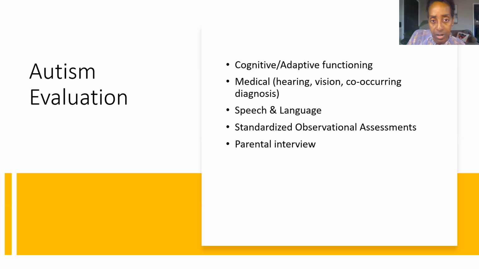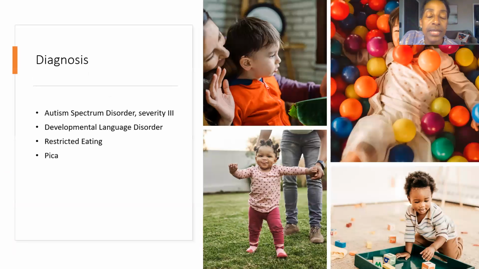Let's see, I'm sorry, my screen froze. There we go. So this kiddo actually went through that entire process, and from our multidisciplinary evaluation, the child was diagnosed with an autism spectrum disorder, severity level 3, a developmental language disorder, also a restricted eating disorder, and pica, meaning she mouthed and would eat non-food objects regularly.